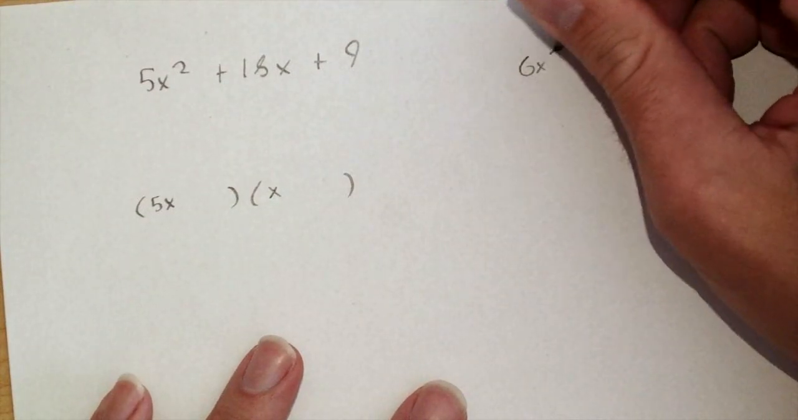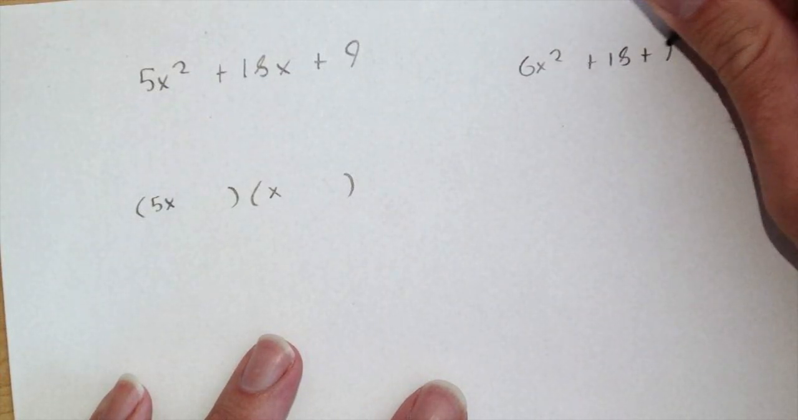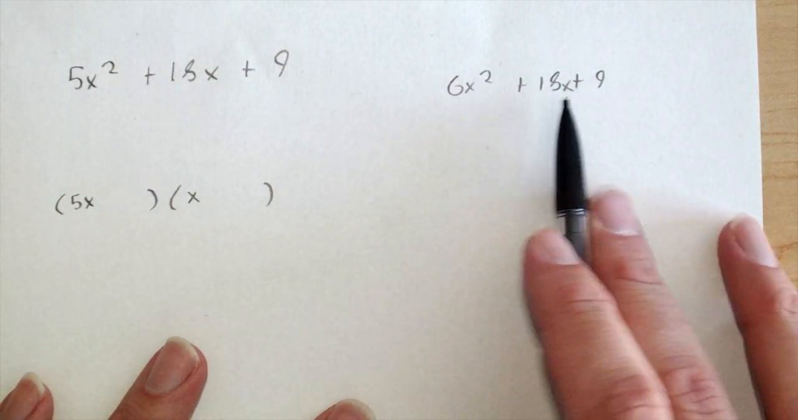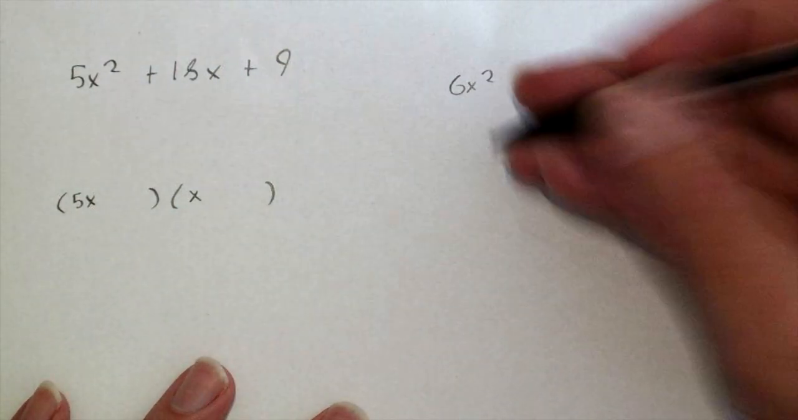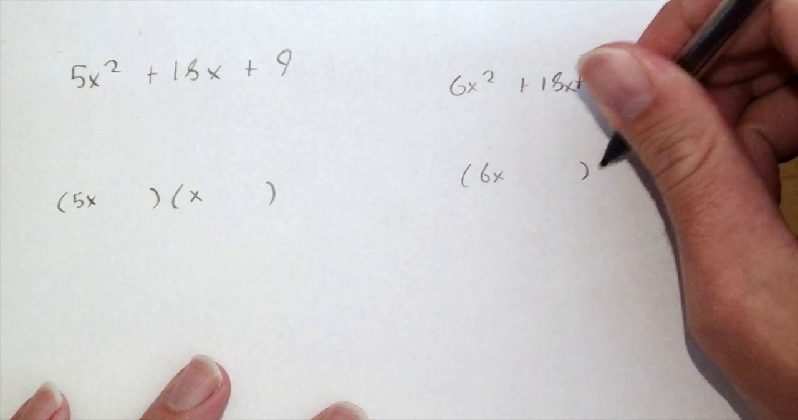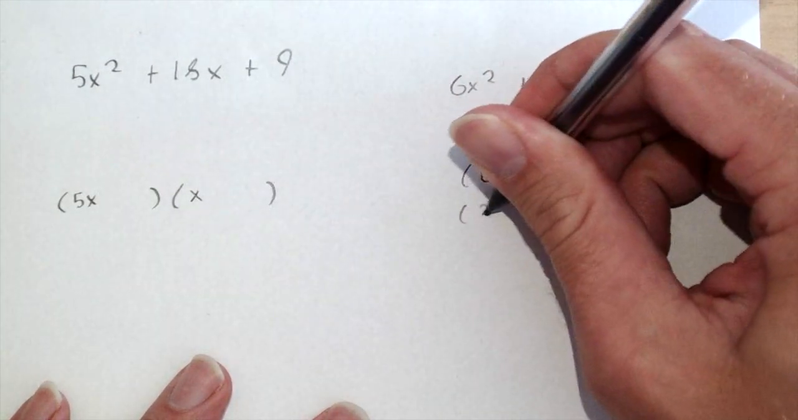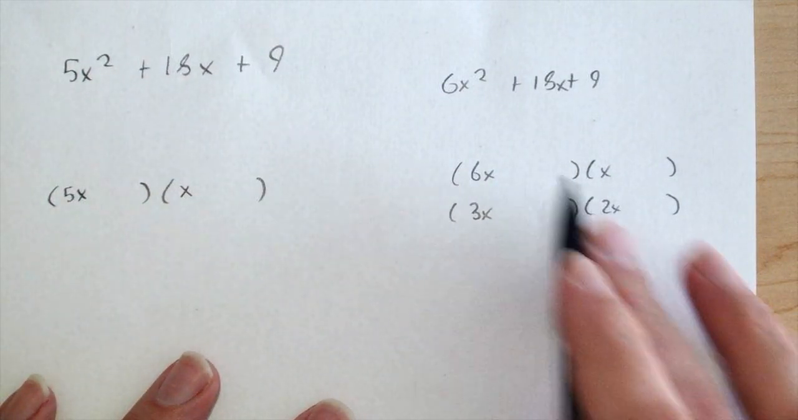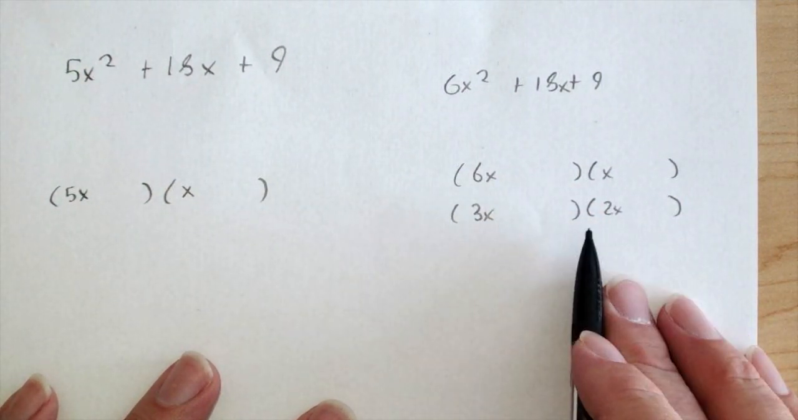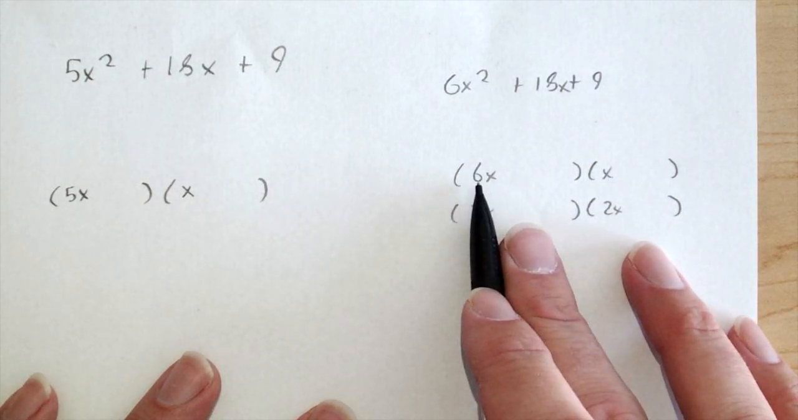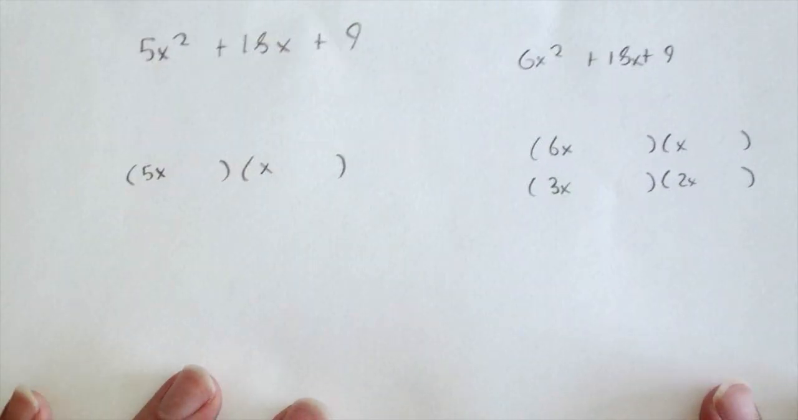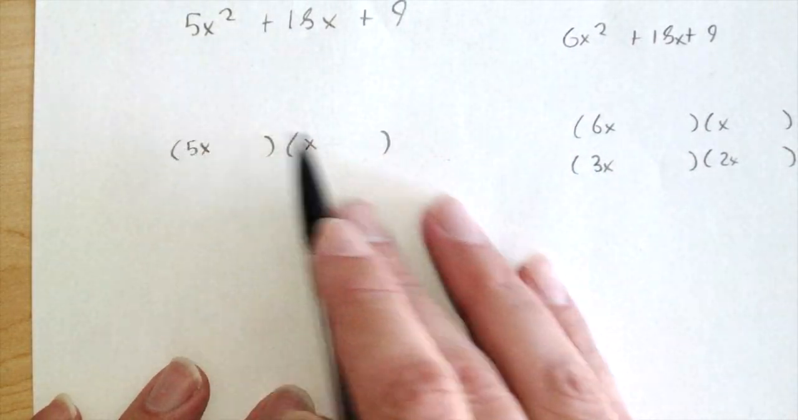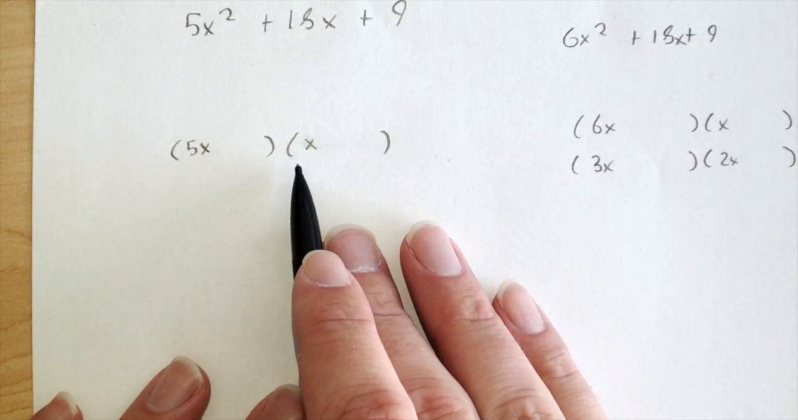Let's say it was something like 6x squared. There are actually multiple ways that we could split this up with factors, right? So you could have 6x and x, or 3x and 2x. Both of these are possible because 3x times 2x gives me 6x squared, and 6x times x gives me 6x squared. So you have to be aware when you're first trying to do the shortcut of what your leading numbers are or could be.